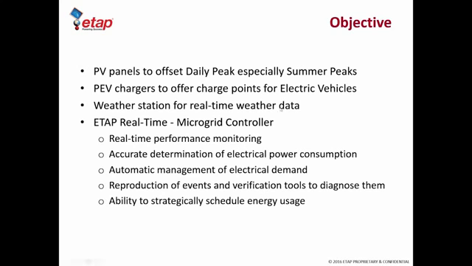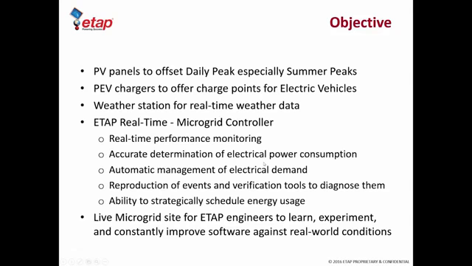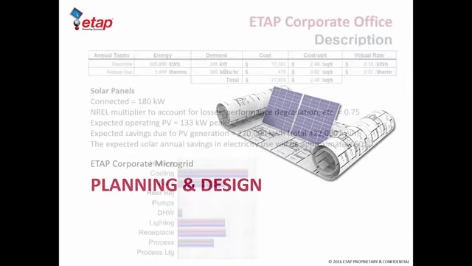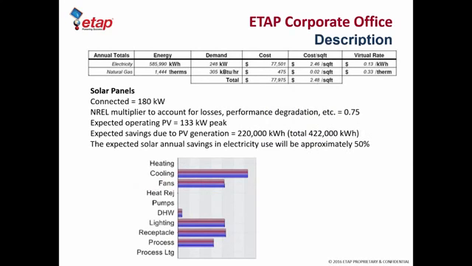So we also added a weather station to measure the real-time data, so we can take a look at that as well. And then finally, we wanted to add a microgrid controller so we could see the performance of the system and adjust the strategies according to our energy saving objective. So this was the overall objective of the project. So I'll go through the planning and design phase of the project.